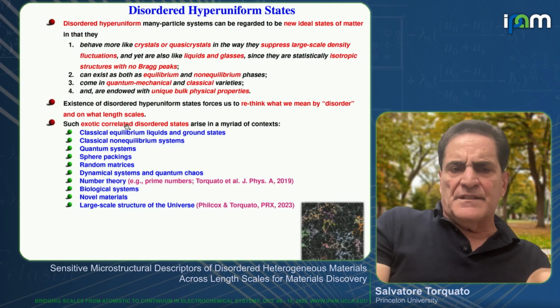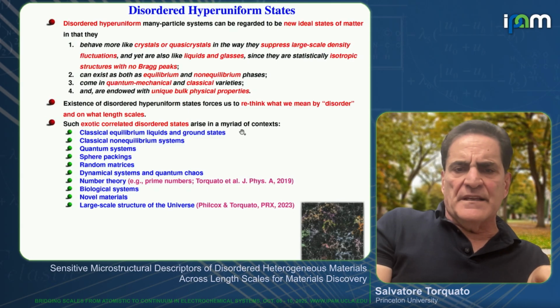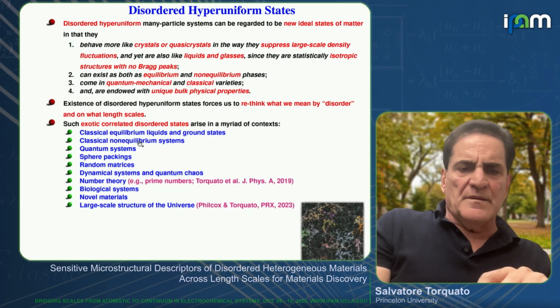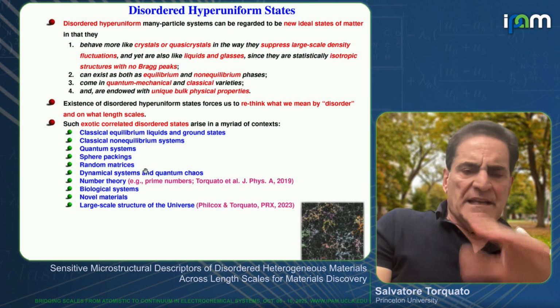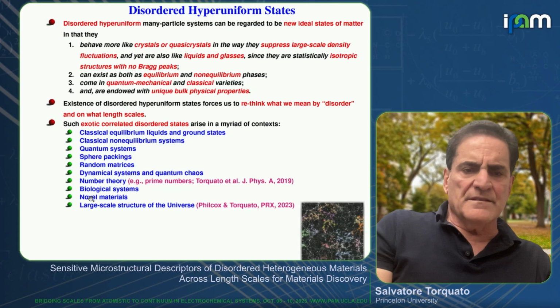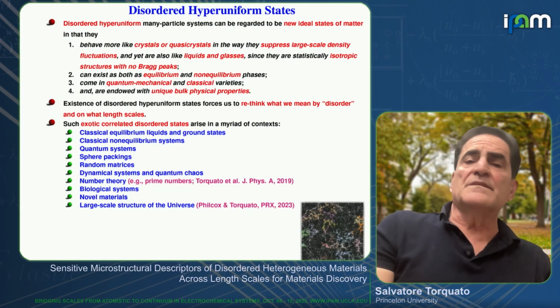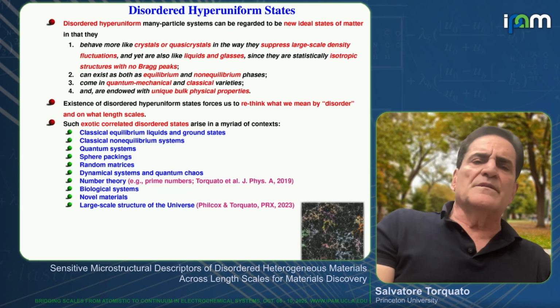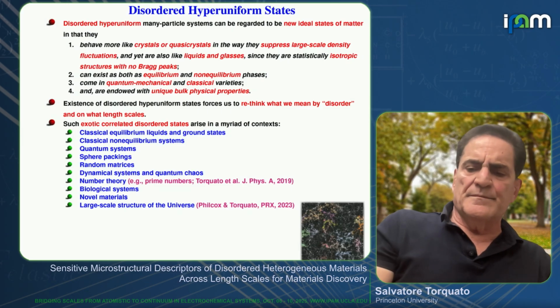So these exotic correlated disordered states arise in a myriad of contexts: classical equilibrium liquids, ground states; classical non-equilibrium systems, quantum systems, sphere packing, random matrices; dynamical systems and quantum chaos; number theory, biological systems; novel materials, and even the large-scale structure of the universe. So the large-scale structure of the universe is in fact disordered and hyperuniform.